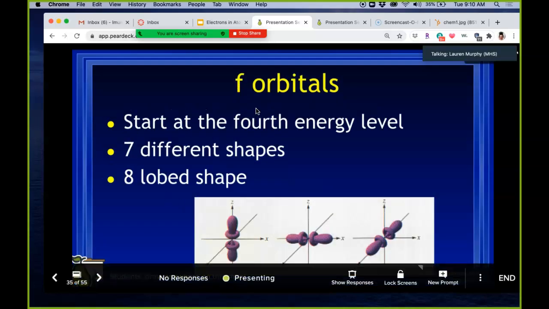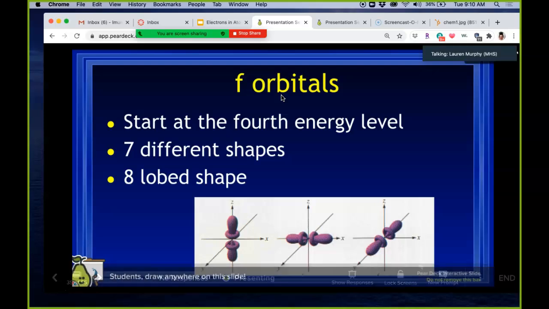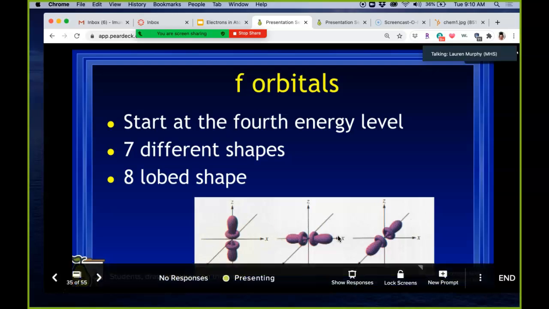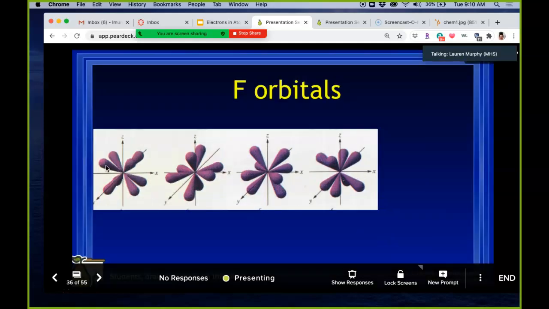Our final orbitals are called the F orbitals. They're super complicated, and they start on the 4th energy level. So S starts on the 1st, P starts on the 2nd, D starts on the 3rd, F starts on the 4th. And there's actually 7 shapes. So these are the 3 funky ones, and then the 4 other ones have 8 lobes. They kind of look like flowers, with 4 on top and 4 on bottom, 4 out and 4 back, 4 left and 4 right, and so forth, all rotated around the X, Y, and Z axes.